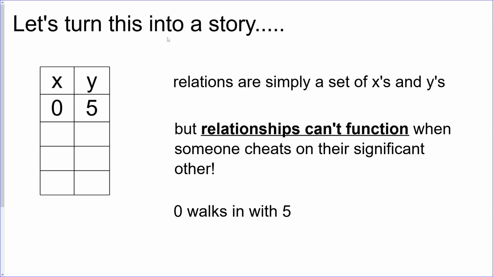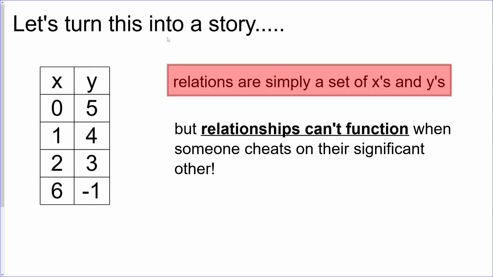0 is going out with 5. So 0 walks in with 5 at a restaurant, and we go, okay, they're a couple. 1 walks in with 4, so they're a couple. 2 walks in with 3, and 6 walks in with -1. We go, gee, that's a little bit of an odd situation, but we don't think about it. We assume that they're stand-up people. They won't cheat on each other. We think.